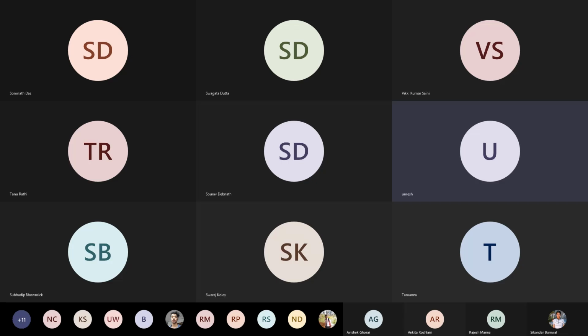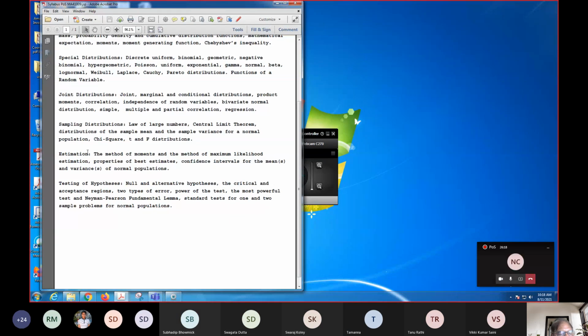Probability theory, and the second part is the inference part. Inference basically consists of two parts: estimation theory and the testing of hypothesis. So in estimation, how to estimate the various parameters, what are the properties, what are the methods of estimation, whether it's a point estimation, confidence interval.